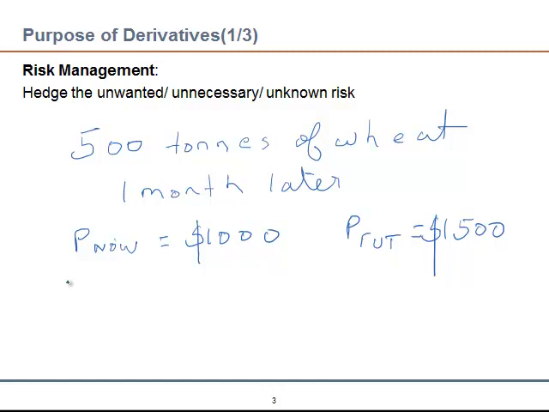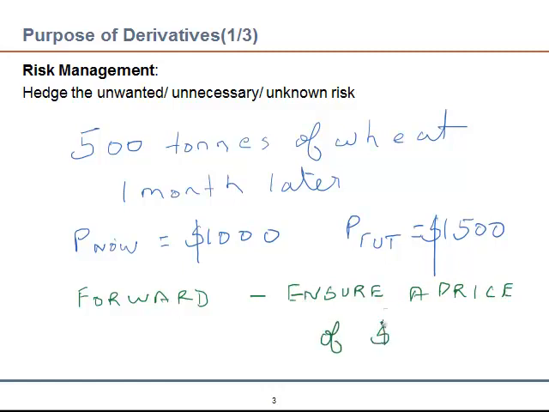So you want to hedge yourselves against this fluctuation in price. Hence, you would get into a forward contract, which would ensure a price of $1,000. So thereby you're certain of what amount you have to pay at the end of 1 month. This is known as risk management. Here you are hedging against the unknown risk. This is the main purpose of derivatives.